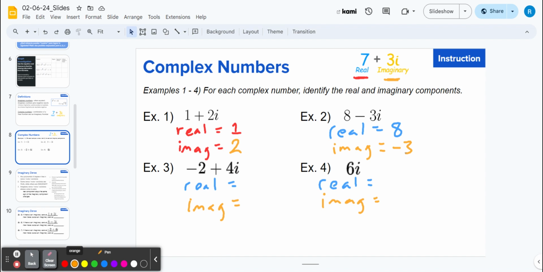Notice how I'm not including the i in there. I'm just including the size of the imaginary component. Then our real component in example 3 is negative 2 and a positive 4 for the imaginary component. Lastly, it should be easy to find the imaginary component for example 4. It's 6. And since there is no real component listed, it's the same thing as saying 0 plus 6i. So that real component is 0 there.